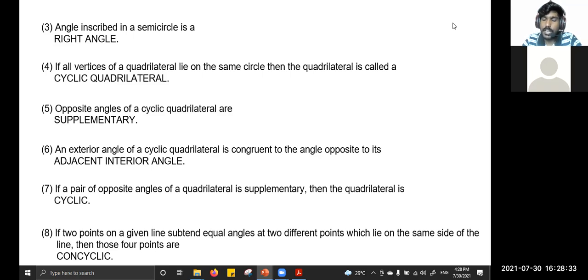And lastly, the last result which we did: you have a line segment, and if you take any two points on the same side of the line segment, and the angle formed by those two points is the same, then the four points are concyclic. That was the last result that we saw.